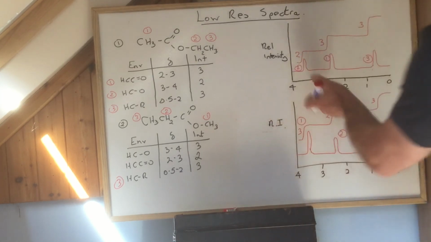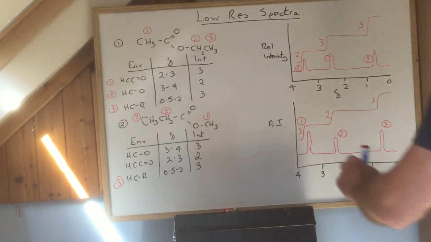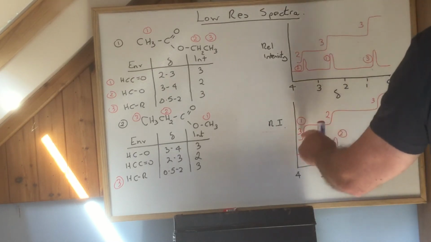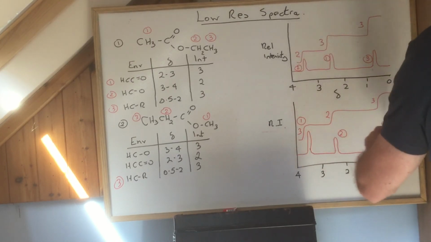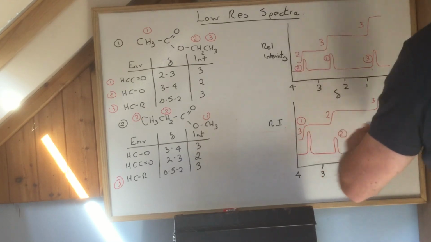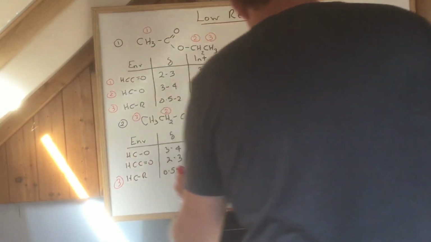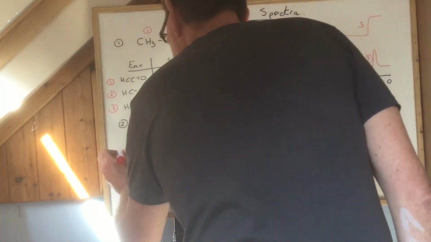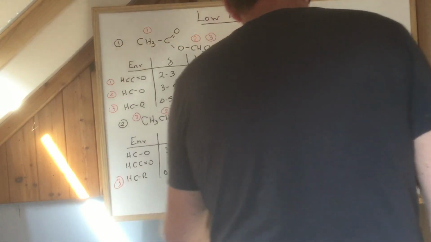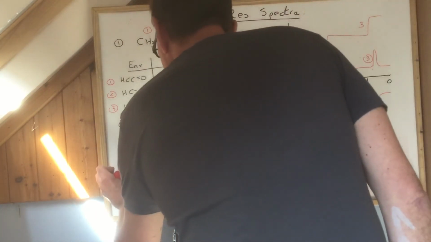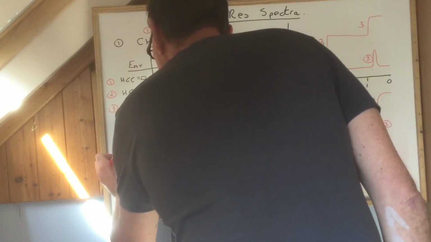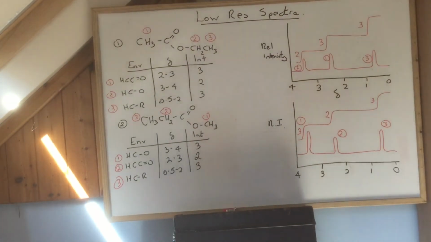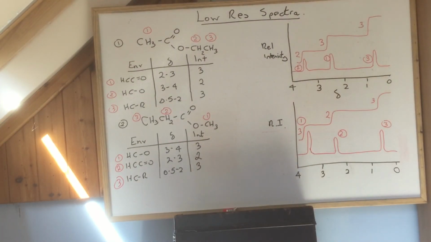So these numbers, make sure you know what's what. Integration values, how many in each environment, those are just numbers to tell the examiner that I know what's what. So I should be doing this. 3, 2, 1. So there you go. Subtly different, but similar. For you. Okay? Good. Right.